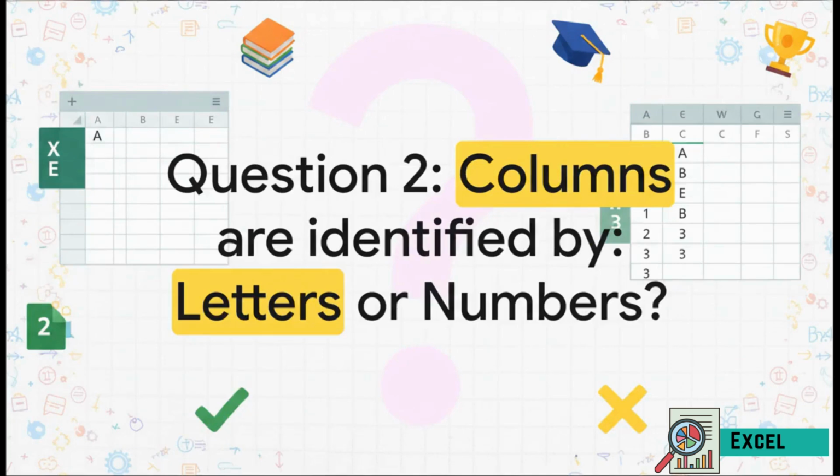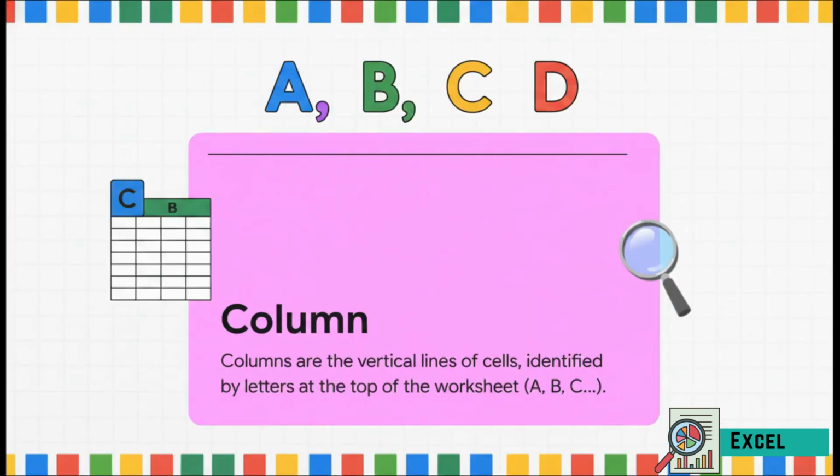Okay, next up. So if rows are identified by numbers, what about columns? How do we tell them apart? Is it with A, numbers, B, symbols, C, letters, or D, colors? What do you think? And the correct answer is C, letters.